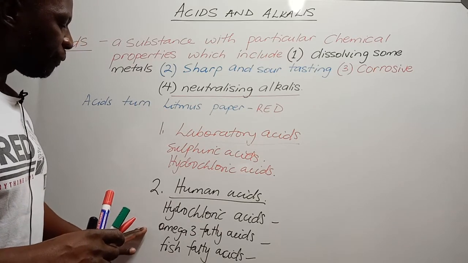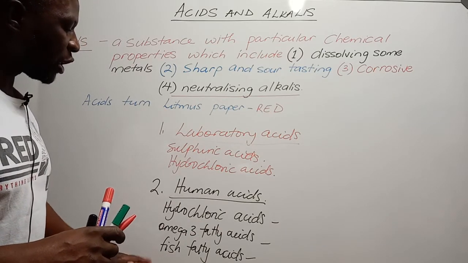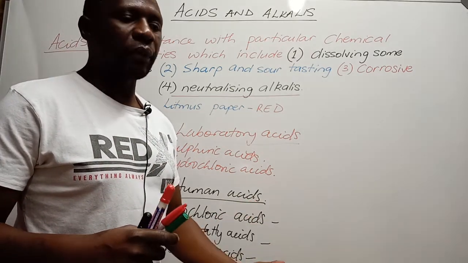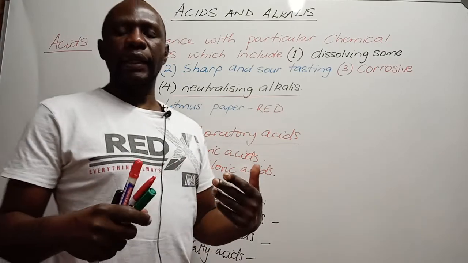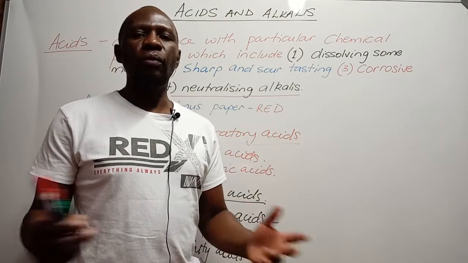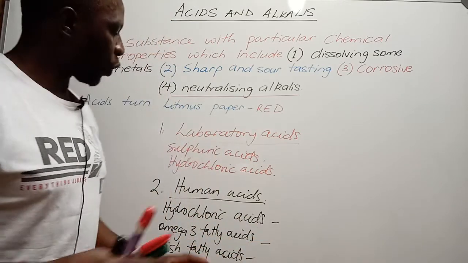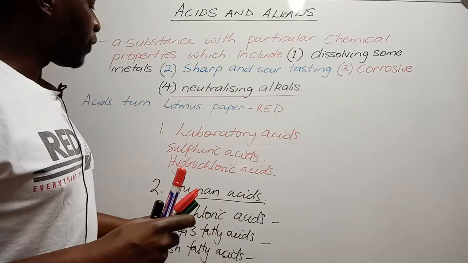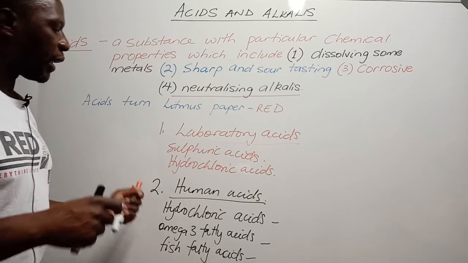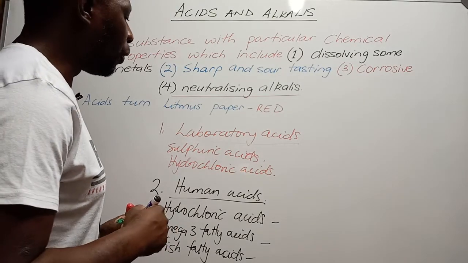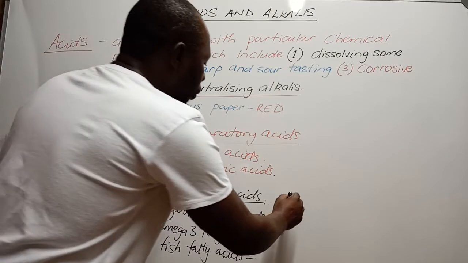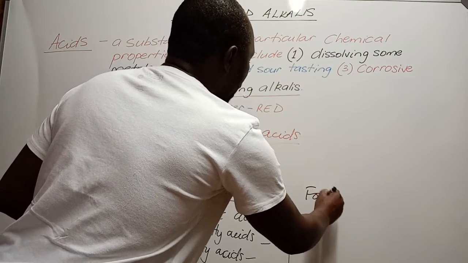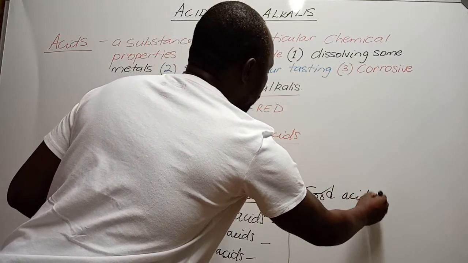Omega-3 fatty acids and fish fatty acids are acids in our bodies that help in fighting diseases and help basically the immune system of our bodies. So these human acids are very important, and you must always remember the roles that they play in our bodies. We also have another group of acids that we can call food acids.